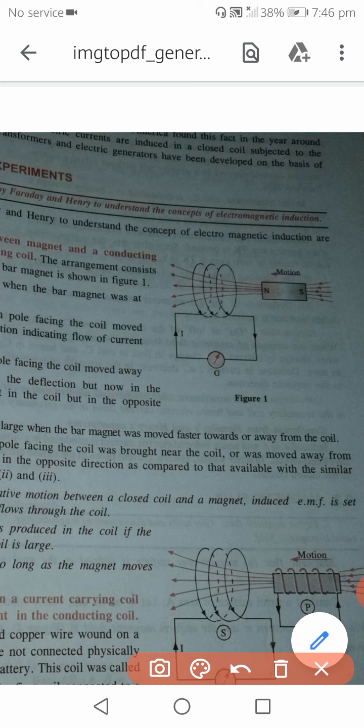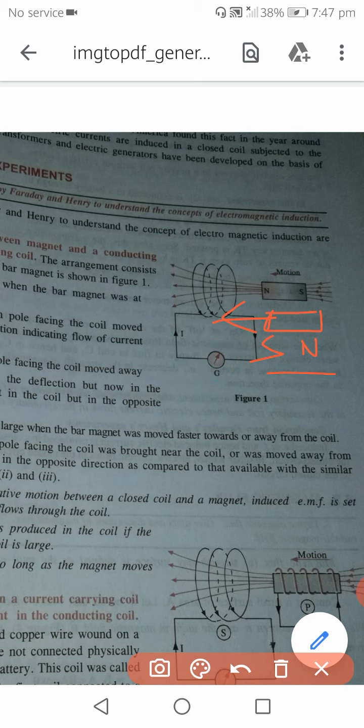Next point, suppose now the polarity of the magnet is reversed. Now suppose we kept the magnet like this, this side is south, this side is north. When the south pole is approaching towards the coil, then also the galvanometer shows deflection. But when the north pole was approaching towards the coil, if the galvanometer was showing deflection on the right hand side, when the south pole is approaching, it will show deflection in the opposite direction, means towards left.